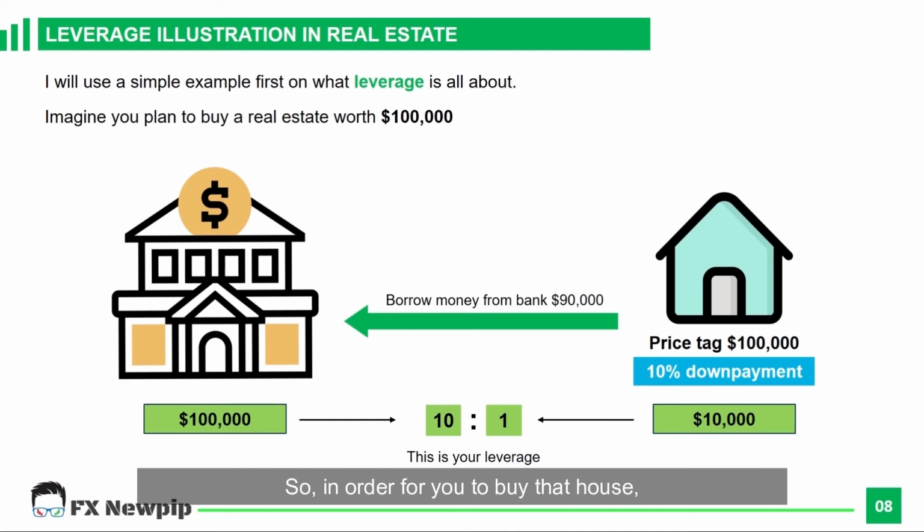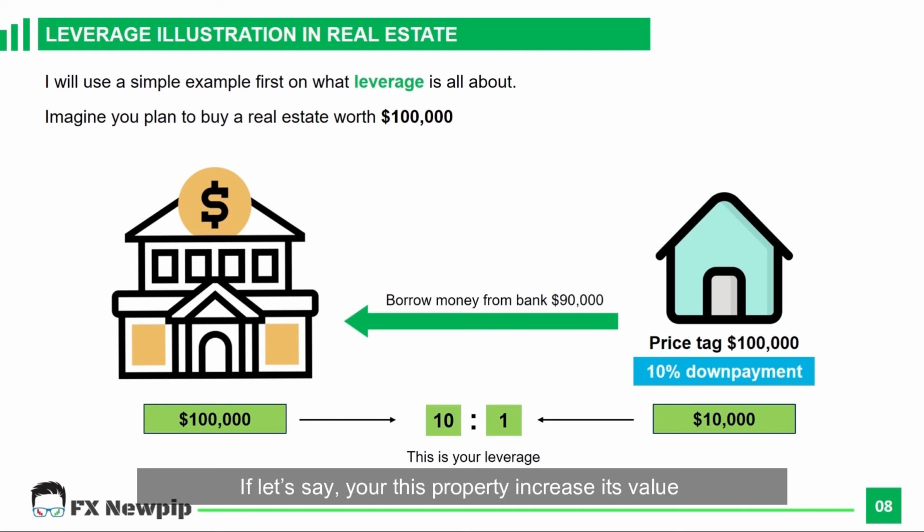So in order for you to buy that house, traditionally we will apply for a loan from the bank. Assume that the bank will lend you 90% of the house price tag, which is equivalent to a $90,000 loan amount. You still need to pay $10,000 as your deposit. From this illustration, your house price tag is $100,000 and your down payment is $10,000. Therefore, the leverage will be 10 to 1. The difference between housing loan leverage compared to Forex leverage is you still need to pay to the bank the $90,000 loan that you took.